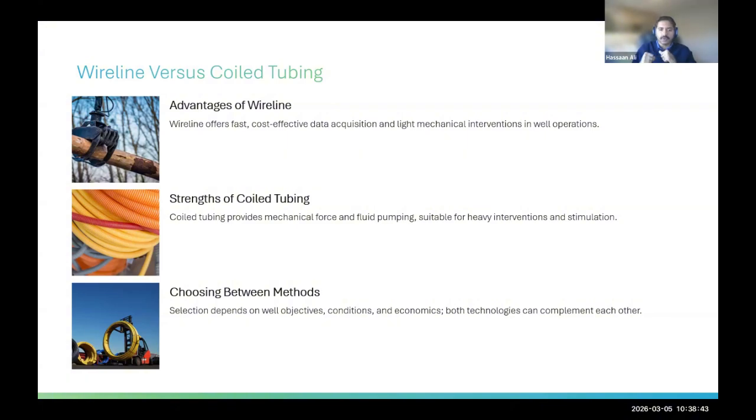Then you can use hydraulic tools at the end of the coil tubing to make those heavy interventions. And when you choose between the two methods, depending on your well objectives, your conditions, and economics, right? Usually, coil tubing requires a bigger footprint. That means it is more expensive, while wireline has a smaller footprint.